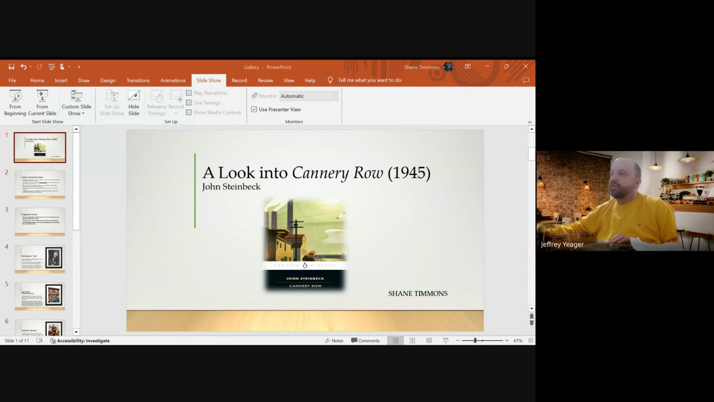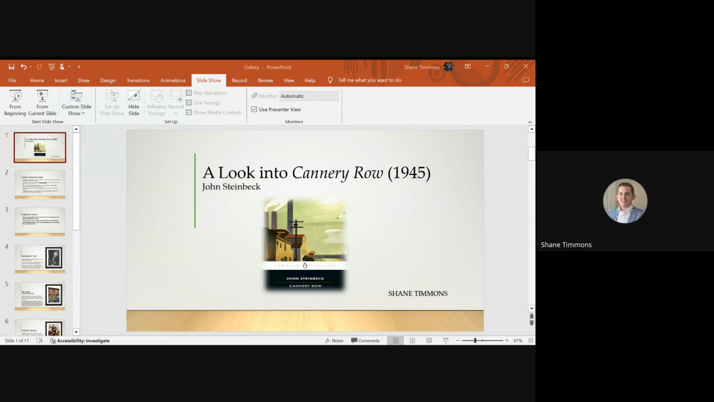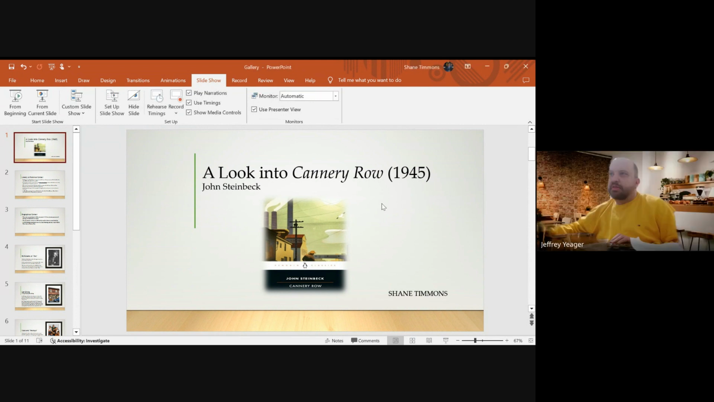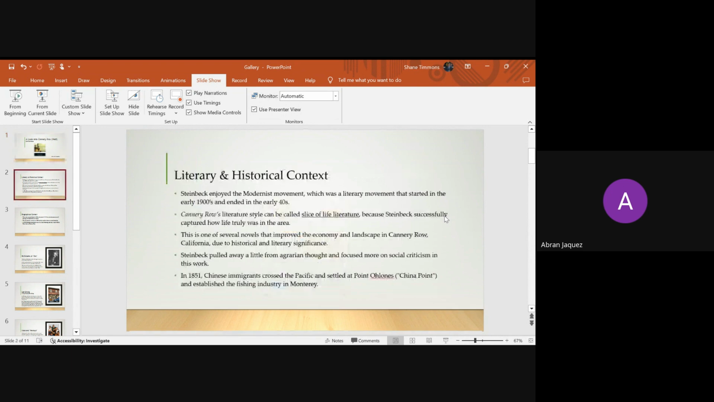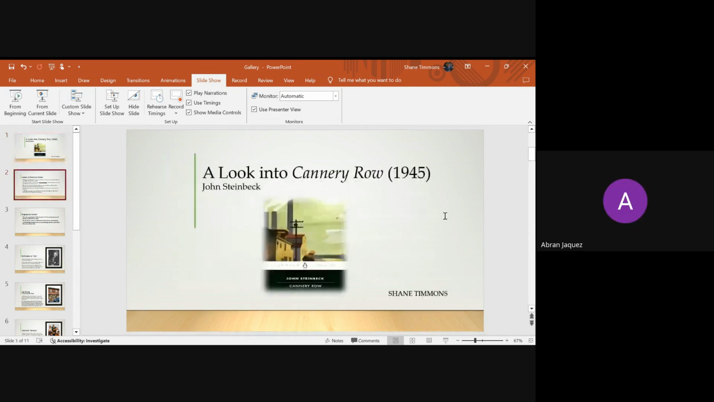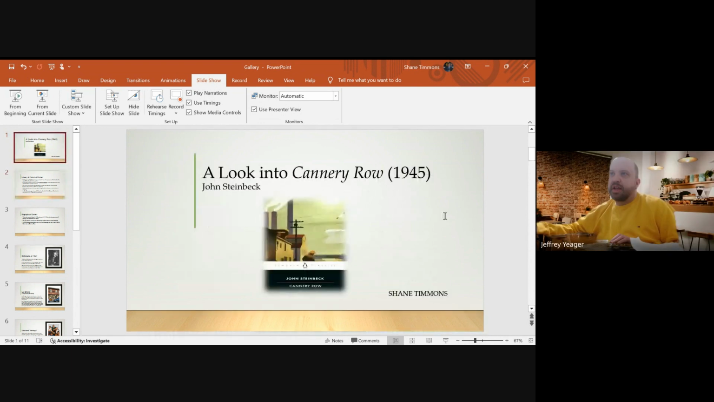The slide isn't moving. Can you see this? I think you're presenting the PowerPoint gallery and not the slideshow. Okay, let's just do it this way.